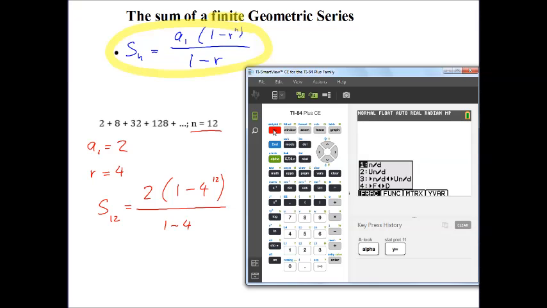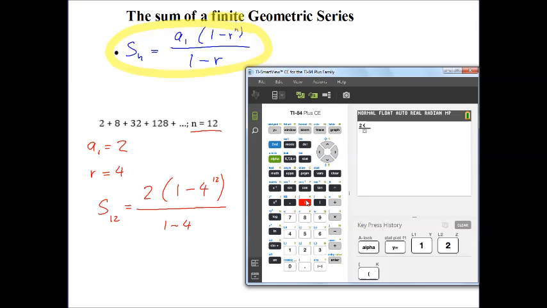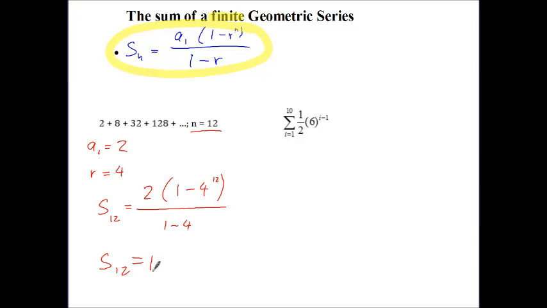Alpha y is equal to 1 will allow you to put something in the format of a fraction. So 2 times 1 minus 4 to the power of 12. Close our parentheses and move into the denominator, divided by 1 minus 4. And that will give us the answer of a whopping 11,184,810. Whoa.